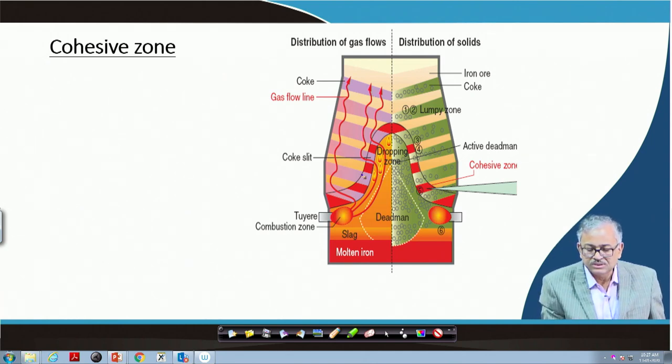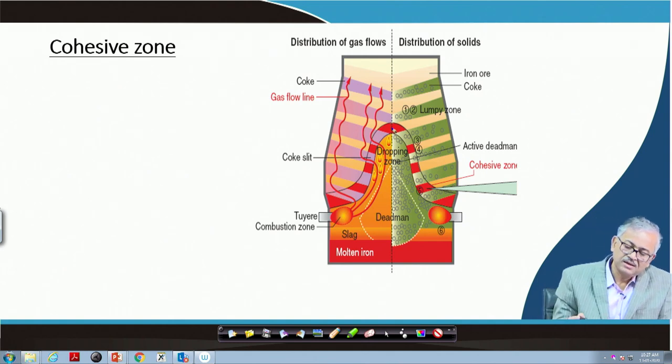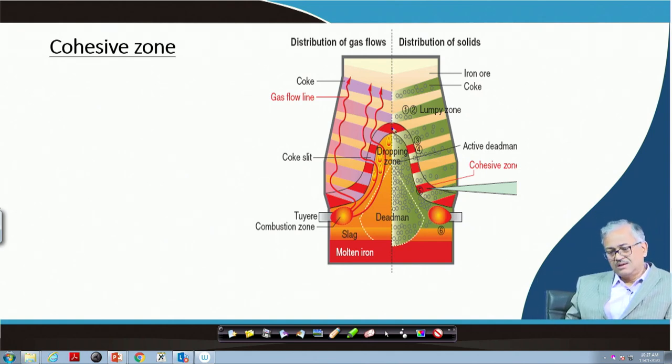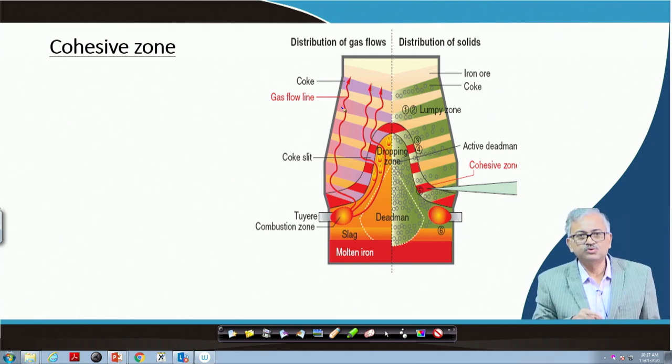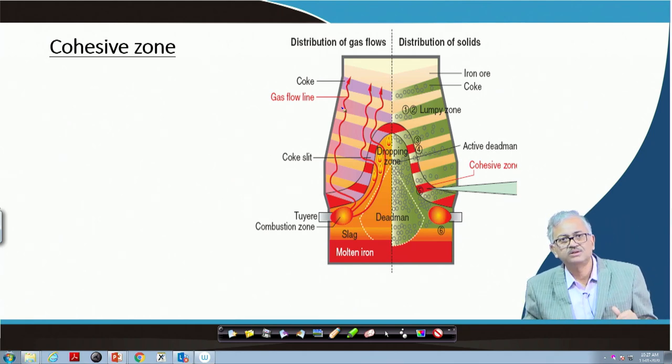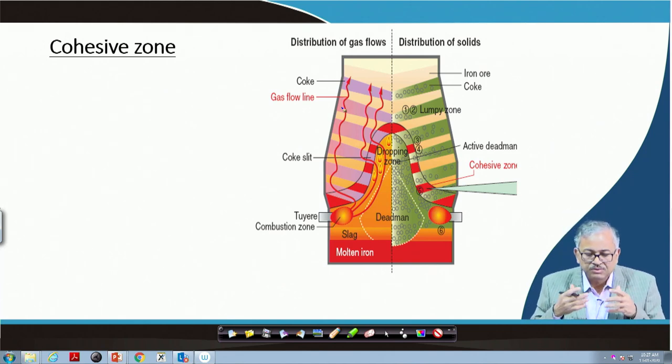So ore and coke, what happens? As the burden moves in this direction, the temperature increases, because the temperature in the center region is higher and in the periphery region it remains a little less. The gases find an easy path through the center region, which becomes porous. In the periphery, because of resistance, solid movement is restricted, and all the fines accumulate there. Fines are generated because of abrasion and these things, and this type of profile is formed.